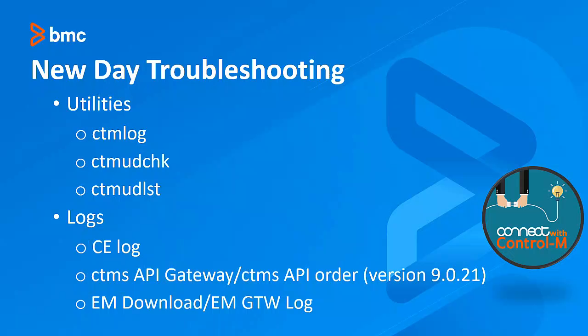As I mentioned, I will be giving an overview of how to troubleshoot the new day in a version 9.21 environment. We are going to talk about some utilities and specific logs we have to troubleshoot the new day, like CTM log, CTM UDCHK, CTM UDLST. For logs, we will be taking the CE log, CTMS API gateway, CTMS API order, and EM gateway log for the EM download.